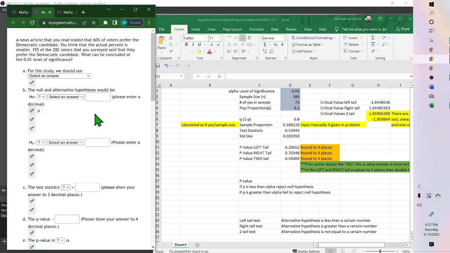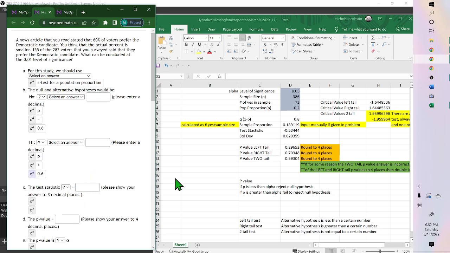A news article that you read stated that 60% of voters prefer the Democrat candidate. You think the actual percent is smaller, so again we're testing less than. 150 of the 282 voters that you surveyed said that they prefer the Democrat. What can you conclude with a 0.01 level of significance? So again, it's a z-test because our sample size is large. Then we have p equal to the 0.60. Again, it's a decimal. And then we were testing less than, so p less than the 0.60.